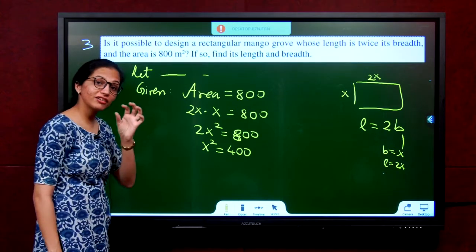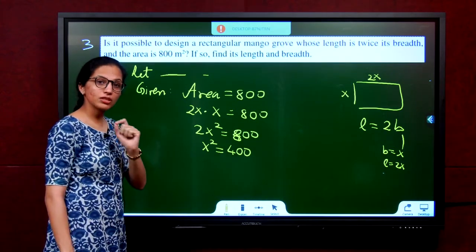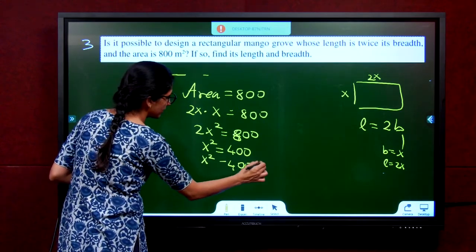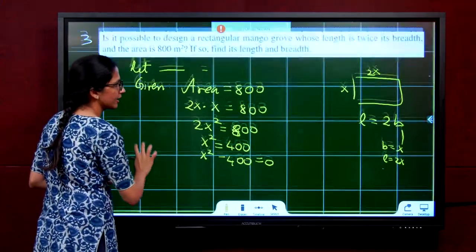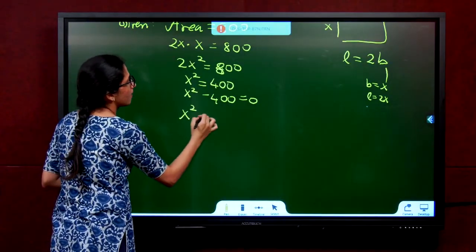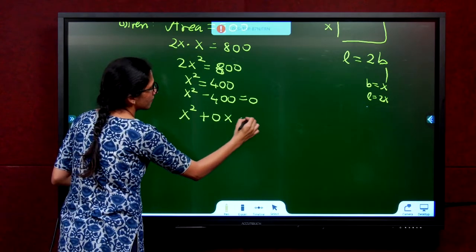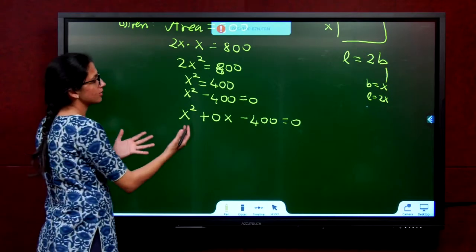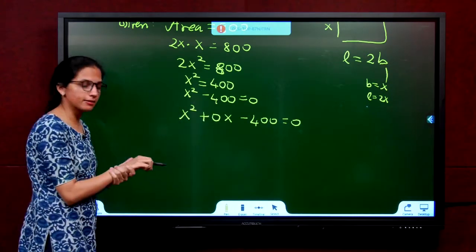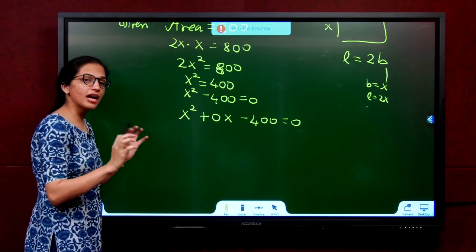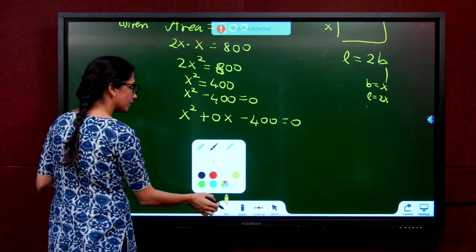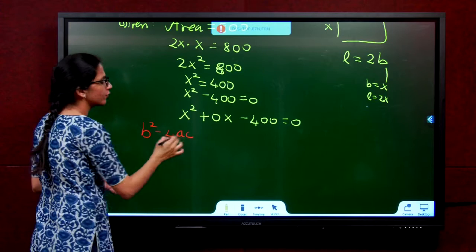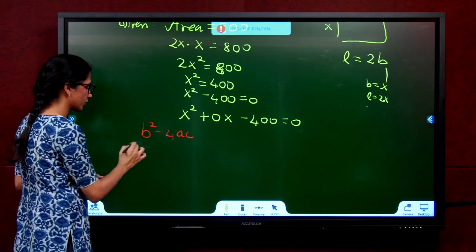You have to check whether it's possible. Don't check the value of x. You have to check whether the condition is possible. That means you have to check b square minus 4ac. What is this? x square minus 400 is 0. Can I rewrite this statement as x square plus 0x minus 400 is 0? Any doubts? I hope not, because I just put the missing x term here. Why? Because I want it in the form of a standard quadratic equation, so it's easy to apply the discriminant formula, b square minus 4ac. Why are we doing this?